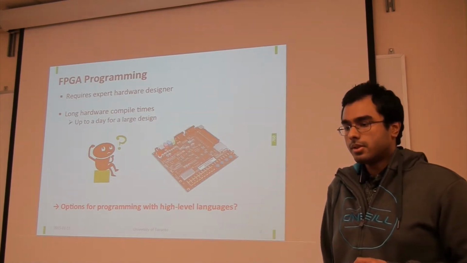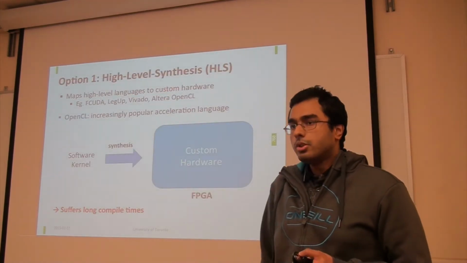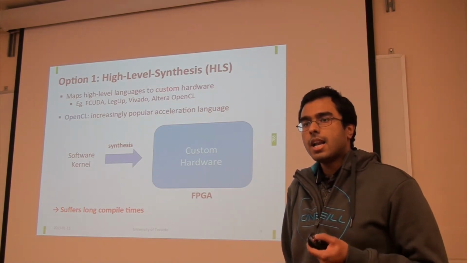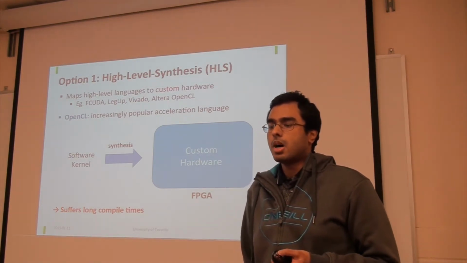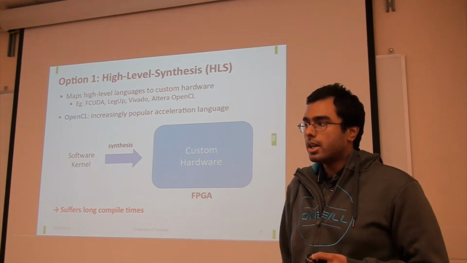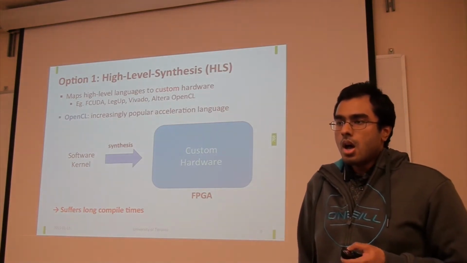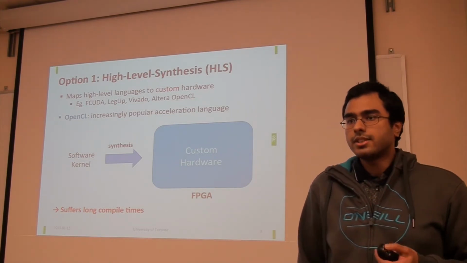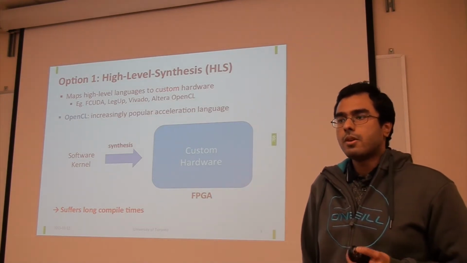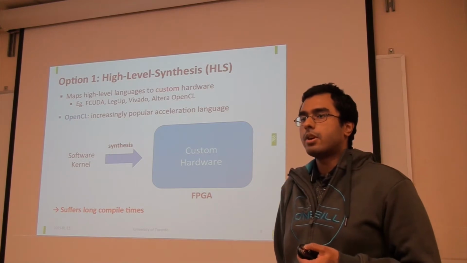What are some of these options? Option one is to use high-level synthesis tools that translate high-level languages such as C into custom hardware. Examples include Altera's new HLS tool, which uses OpenCL as its programming language. However, HLS tools still suffer from long hard compile times, with the software kernel requiring resynthesis after every kernel code change.